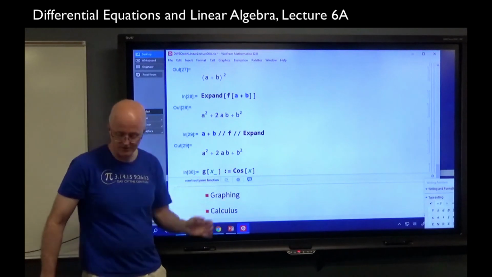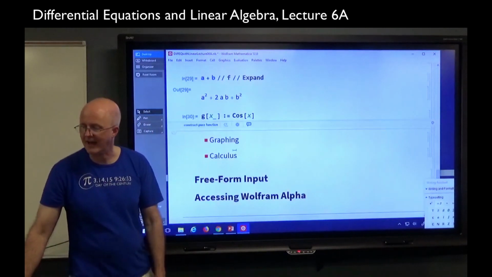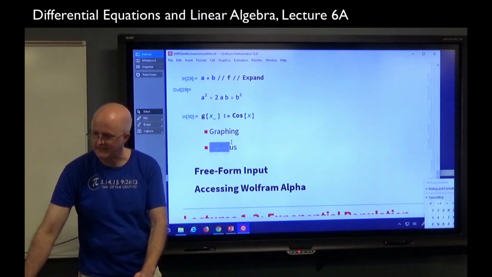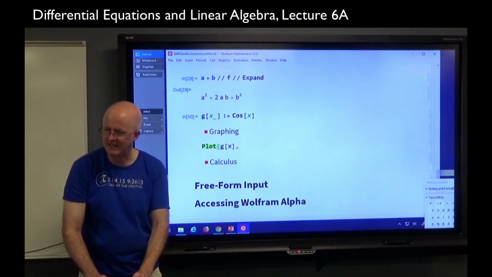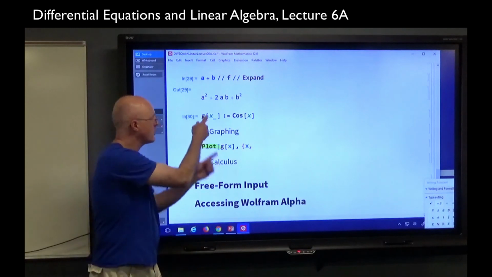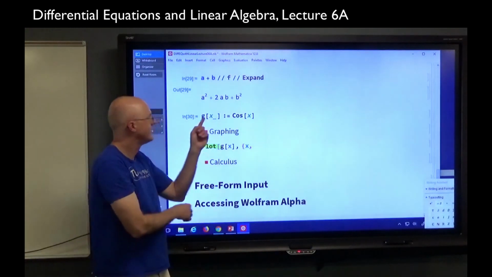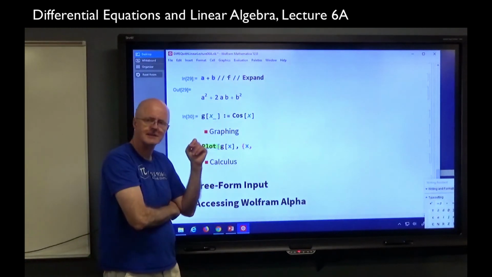G of x is the cosine function, and I can now graph that. I can plot it down here, and here's how to do a basic kind of plot. Plot g of x. Notice again, once the function is defined, I don't need the underscore anymore. Another thing I'm using is a colon instead of just an equal sign.